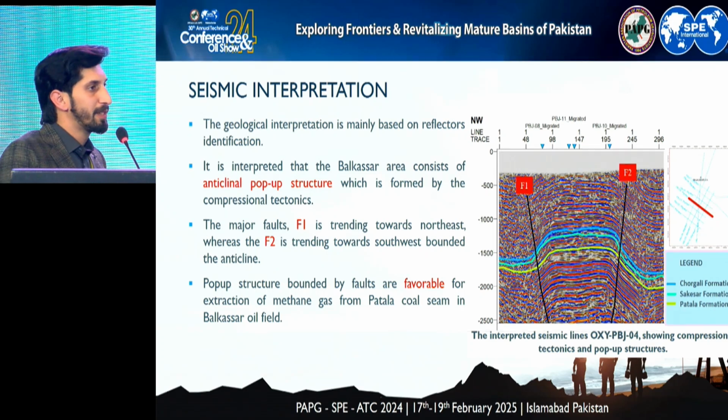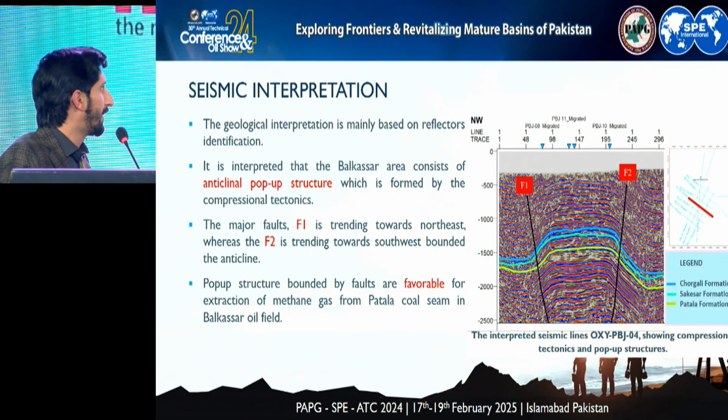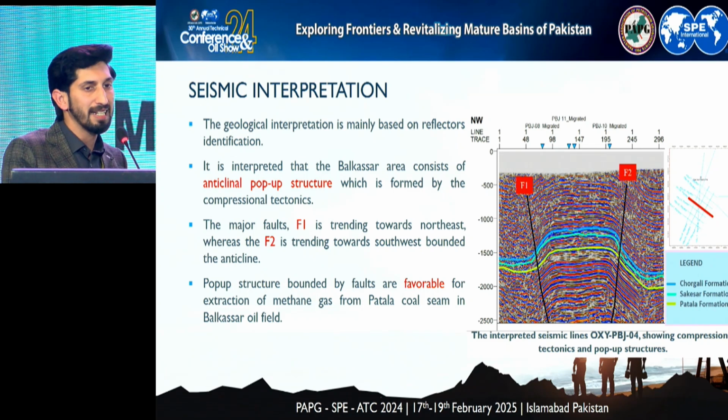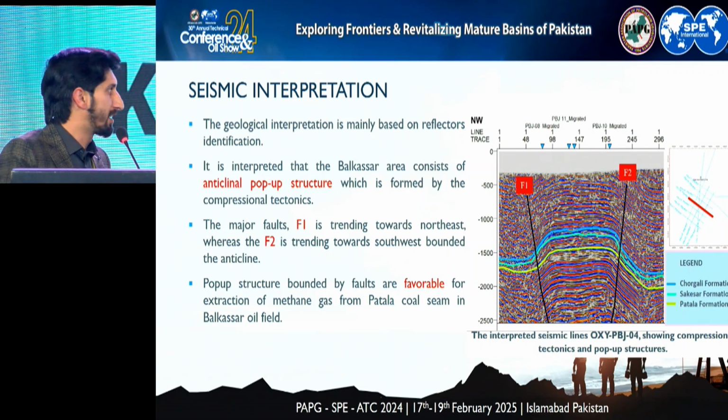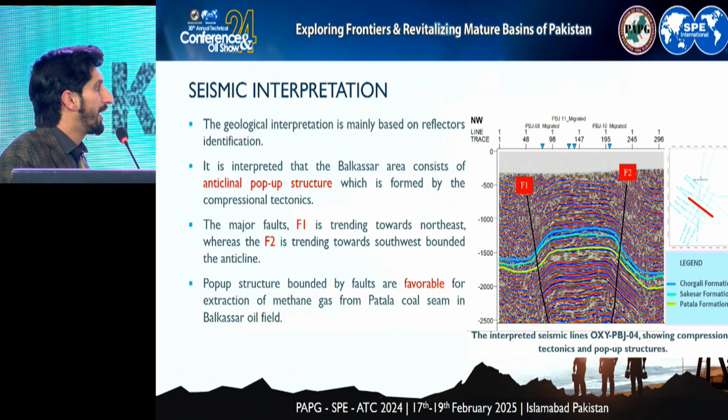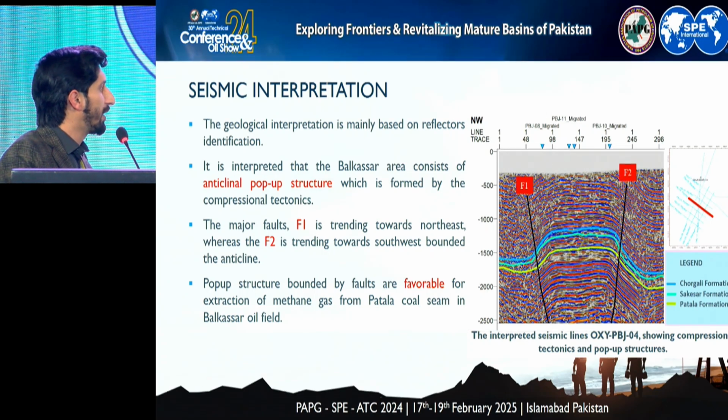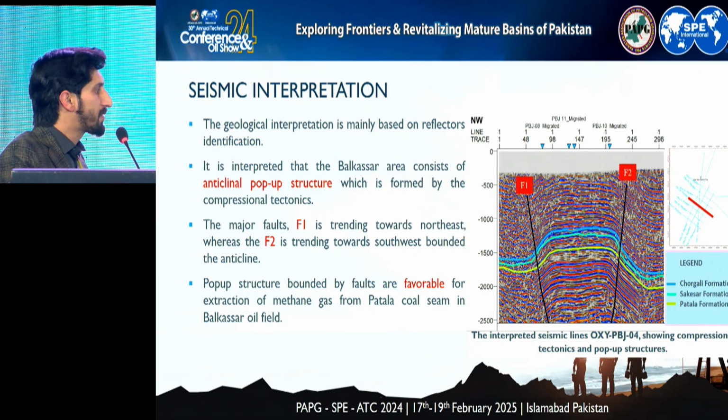The geological interpretation is mainly based on the reflectors identification, and it is interpreted that the Balkasar area consists of anticlinal pop-up structure, which is formed by compressional tectonics. The major fault F1 is trending towards northeast, whereas the second fault F2 is trending towards southwest, bounded by anticline. The pop-up structure bounded by fault is favorable for the extraction of methane gas from Patala coal seam in Balkasar oil field.